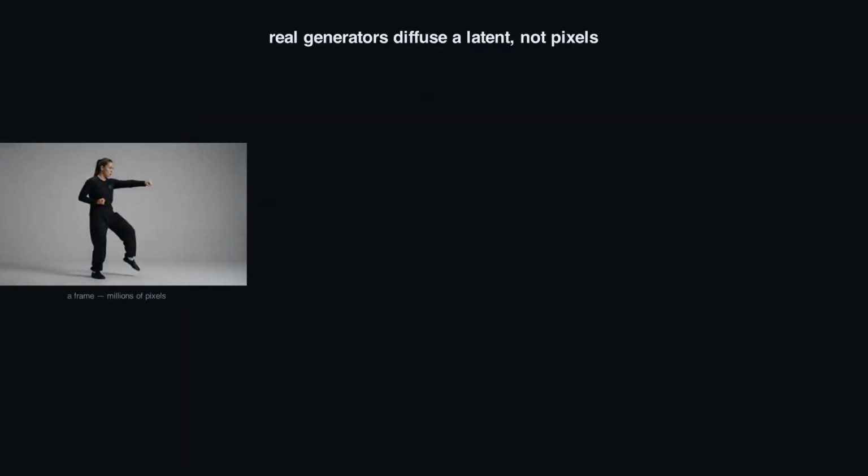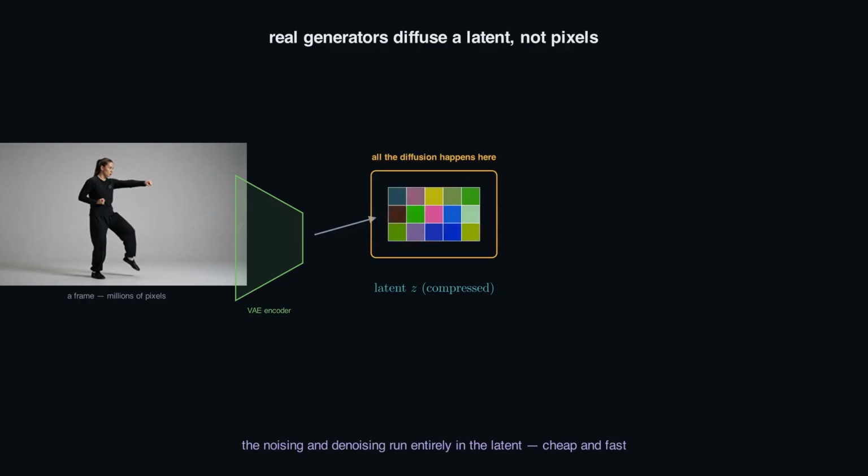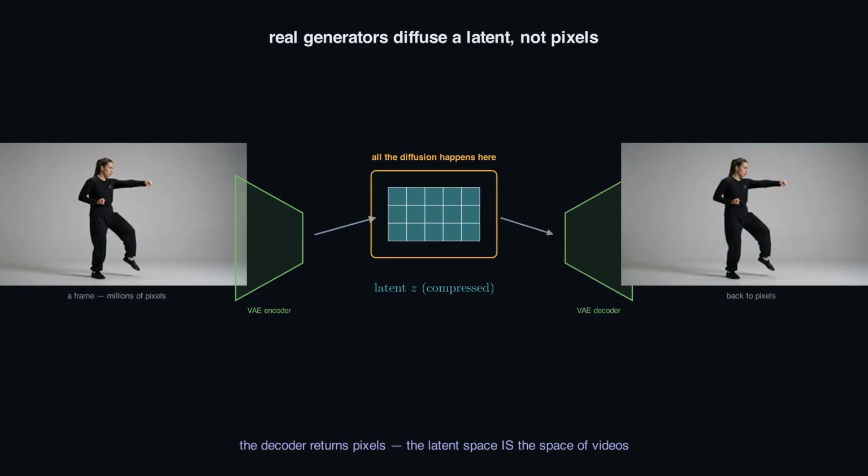One thing we glossed over. Real video generators don't diffuse pixels. A whole video is simply too big. So first, an autoencoder, a VAE, squeezes each frame down into a small latent, a tiny grid of numbers that still holds the picture. And all the diffusion, all the noising and all the denoising happens down here, inside that compressed space. Far cheaper and far faster. Only at the very end does the VAE's decoder turn the finished latent back into pixels.